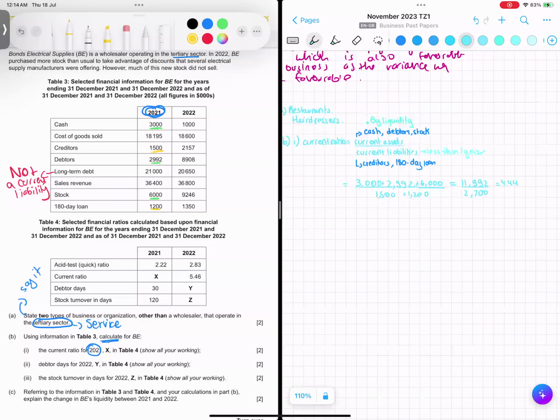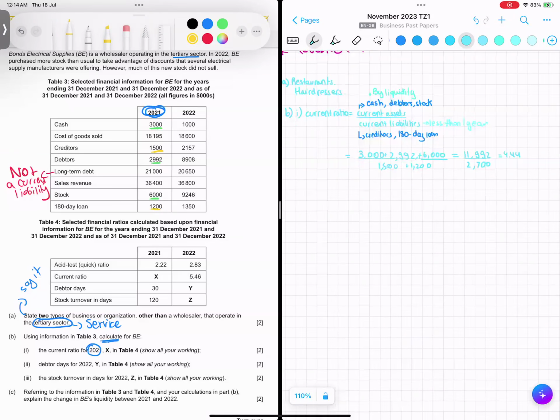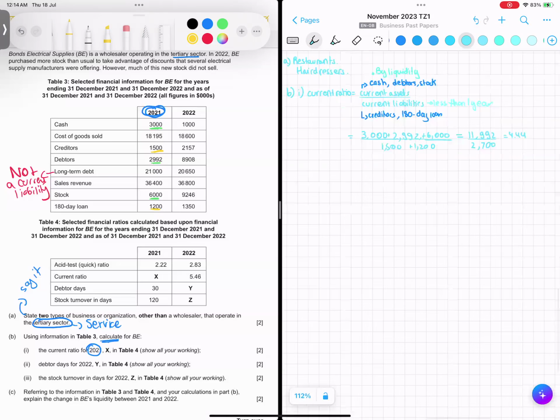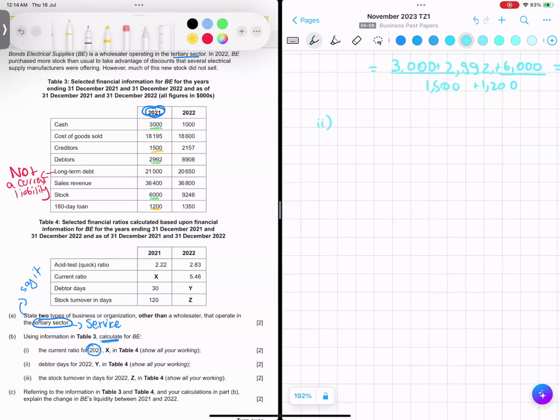Now we need debtor days. So here we have part 2. And here they also specify that it's in 2022. So now we need to focus on 2022, right? So for 2022, we need to look at the formula for debtor days, and it is, in fact, in the formula booklet. So it's basically debtors over sales revenue.